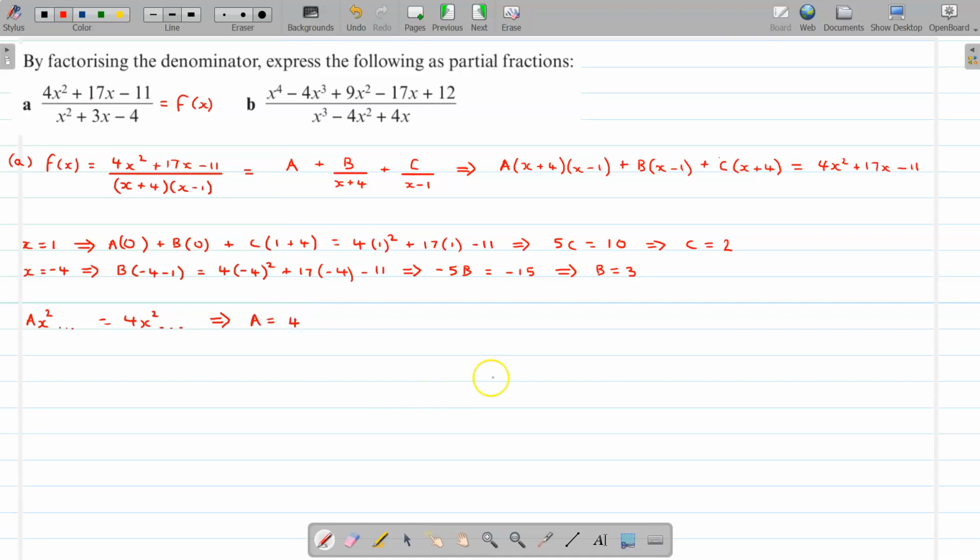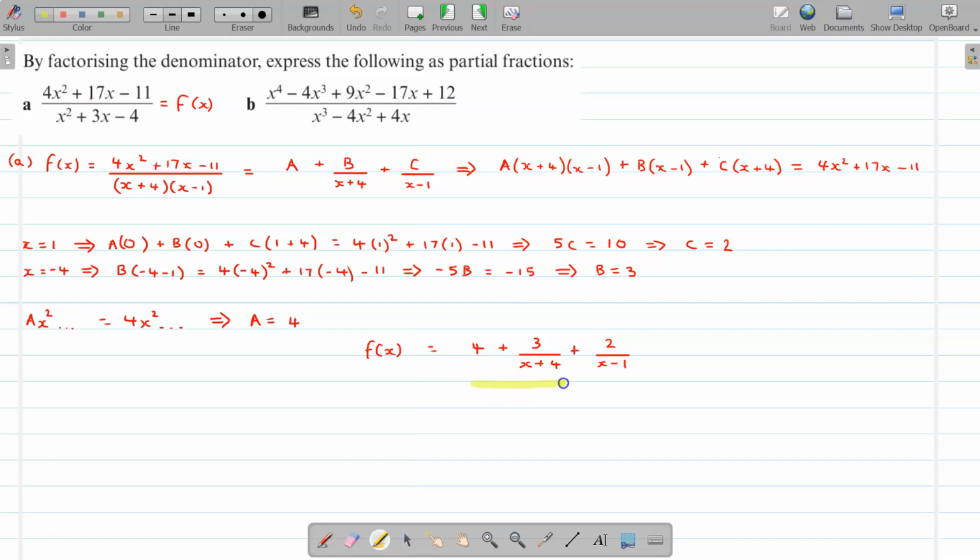Okay, so I've now established the values of a, b and c, so I can conclude by saying that f of x, my original expression, can be written as 4, plus 3 over x plus 4, and I've got 2 over x minus 1. Okay, and that is the algebraic partial fractions for f of x.